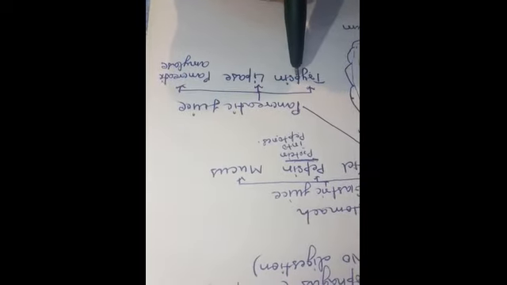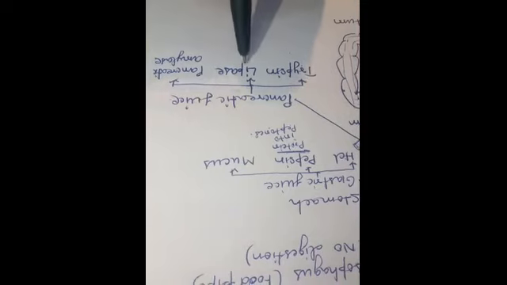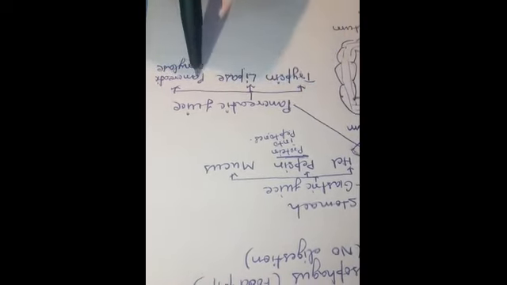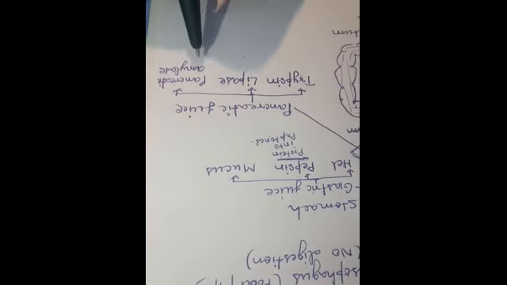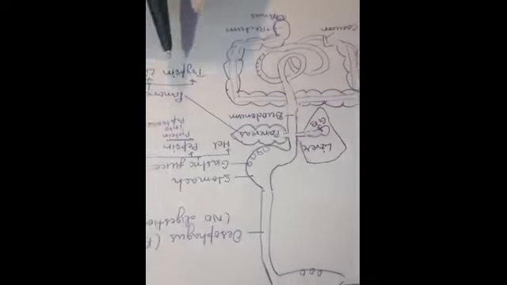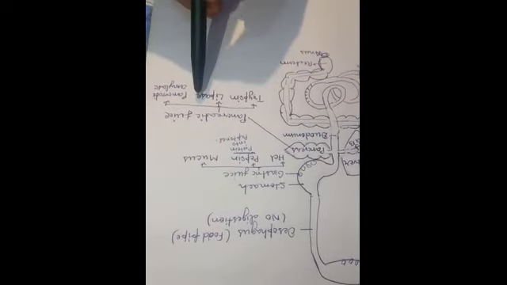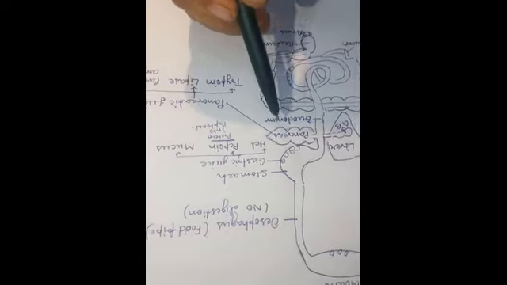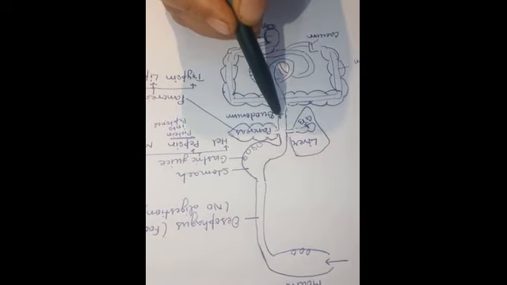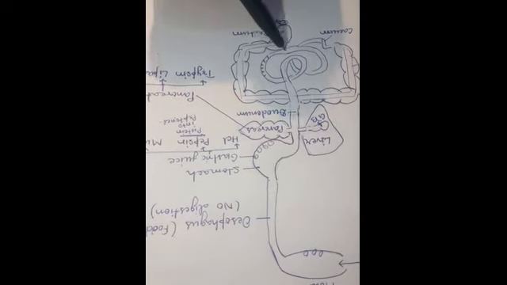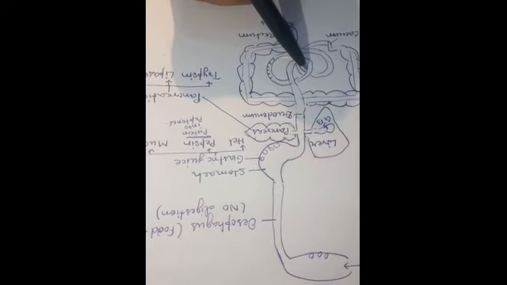Trypsin digests protein into amino acids. Lipase converts fat into fatty acid and glycerol, and pancreatic amylase breaks down carbohydrate into glucose. Means in this part, all the three, protein, fats and carbohydrate, are broken down.